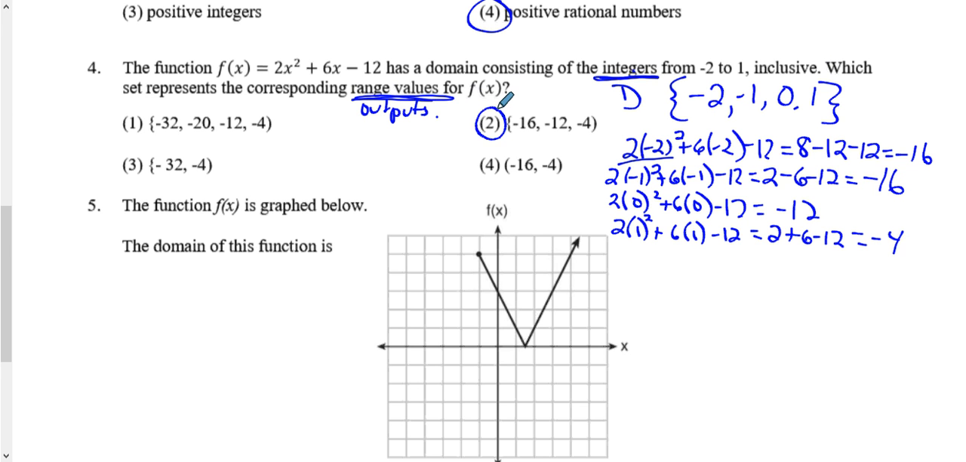You see how 16 showed up twice, but when you list it in set notation, you only list it one time? Yeah. Okay. All right. Number 5.